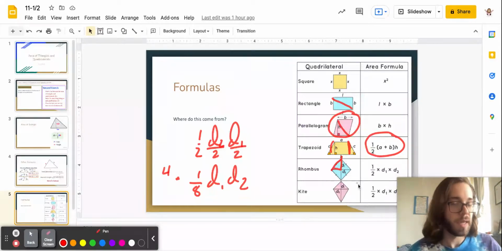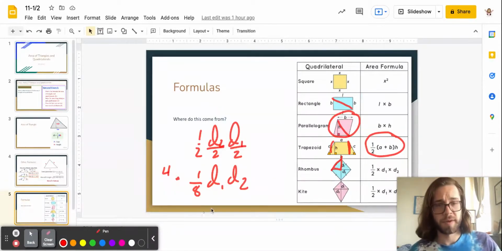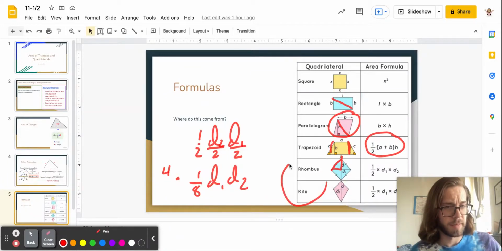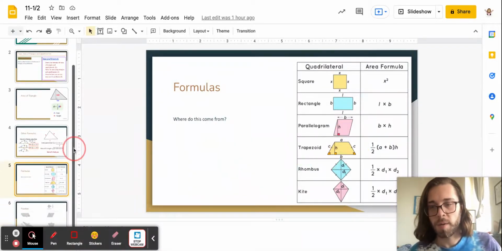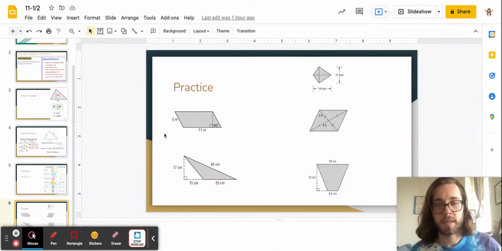Realistically, if you don't remember them off the top of your head and you're not provided with them for whatever reason, most of them, except for the rhombus and the kite, are provided on a reference sheet for MCAS. But if you needed to derive them, just break it into shapes you do know. All right. So just a quick practice.